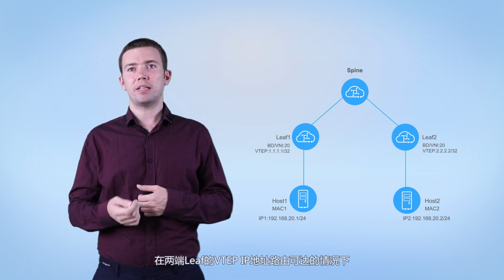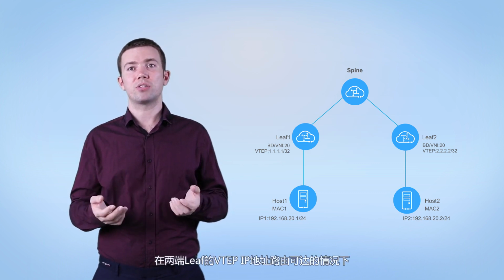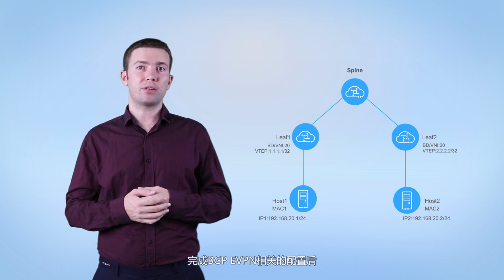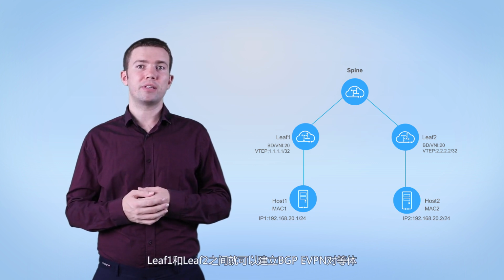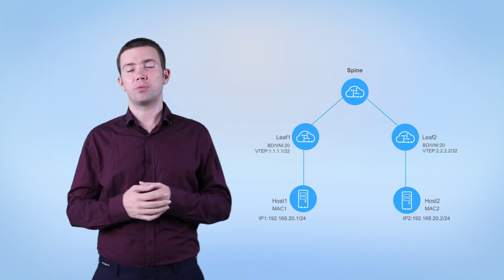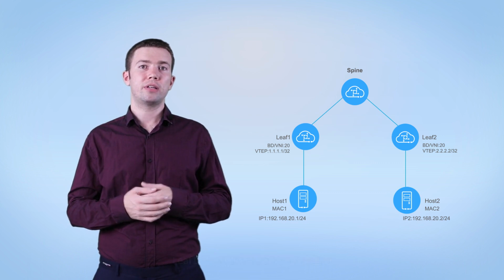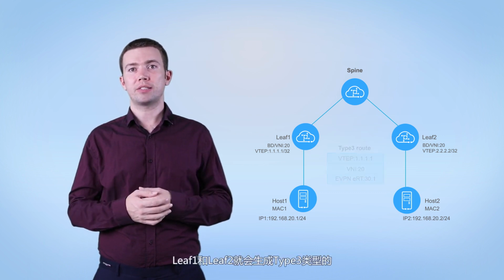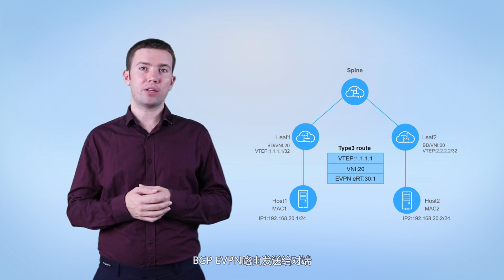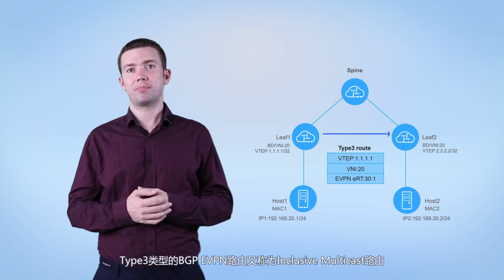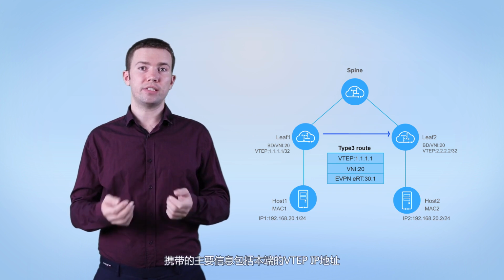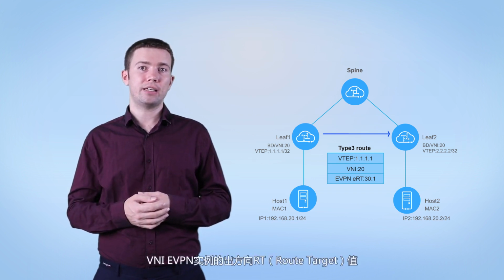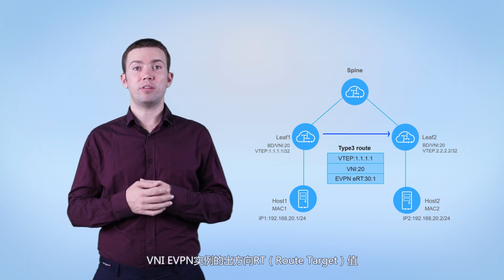If the VTEP IP addresses of leaf nodes at both ends are reachable and BGP EVPN configurations are complete, the BGP EVPN peer relationship can be established between leaf 1 and leaf 2. After the peer relationship is set up, leaf 1 and leaf 2 both generate Type 3 BGP EVPN routes and send them to the peer. Type 3 BGP EVPN routes are also called inclusive multicast routes, carrying the local VTEP IP address, VNI, and export route target of the EVPN instance.